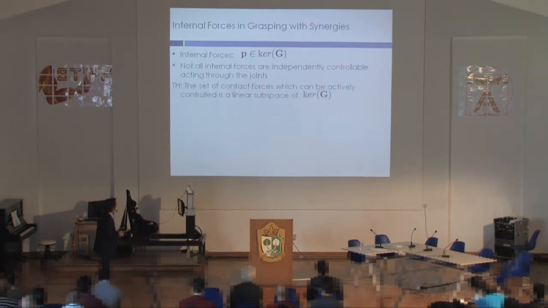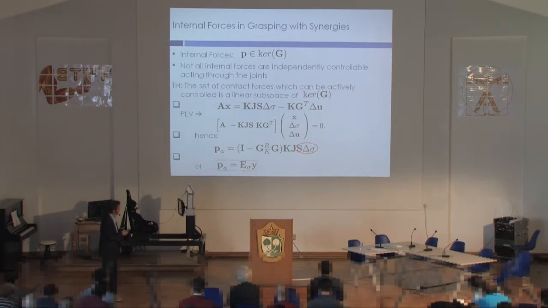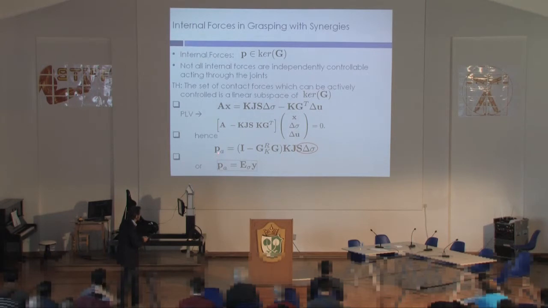So you do the analytics of this, and there is a little theorem. The set of contact forces which can be actively controlled is a linear subspace of the null space of G, which is given by this formula here. This is the null space of G. This is K. This is the Jacobian, the synergies, and the change in synergy references. I think this is interesting. This is how synergies get into play. And these are the contact forces that you can really control. So when you want to optimize grasping forces, you can only rely on these and not on everything which is in the null space. As you can see, you are reducing the dimension of the forces through this operator here.